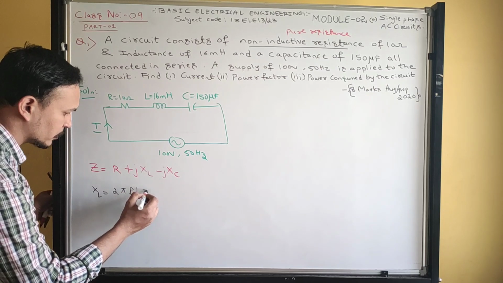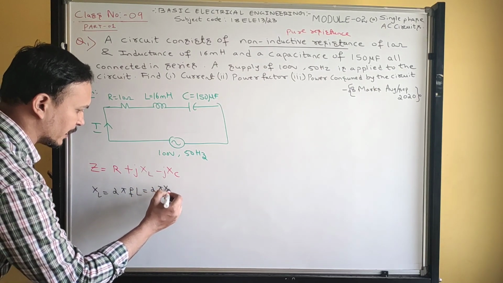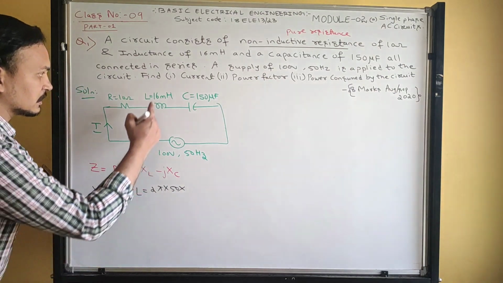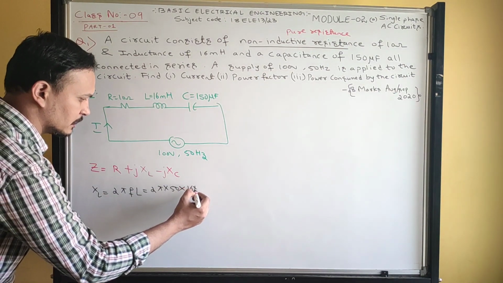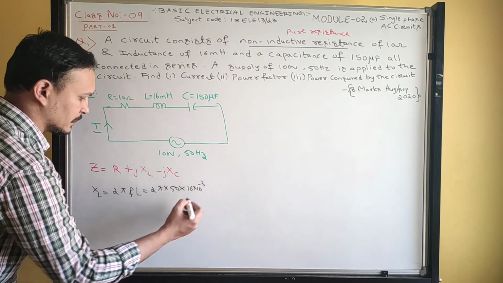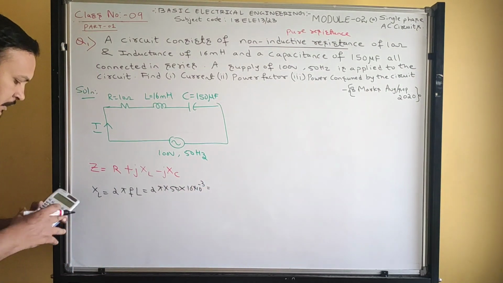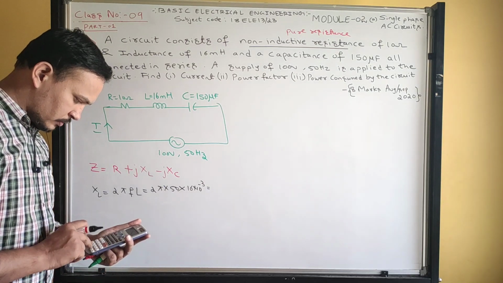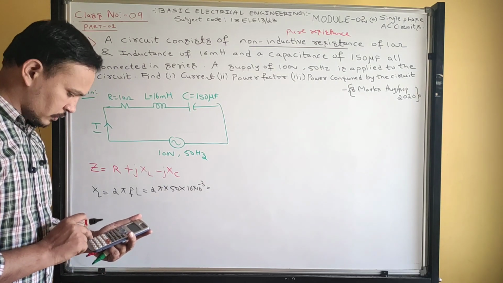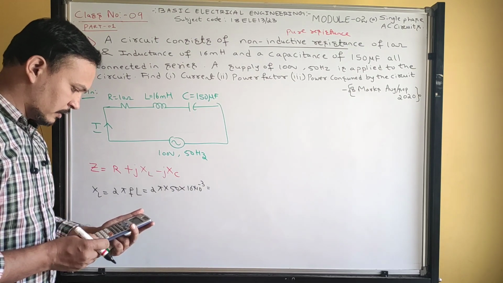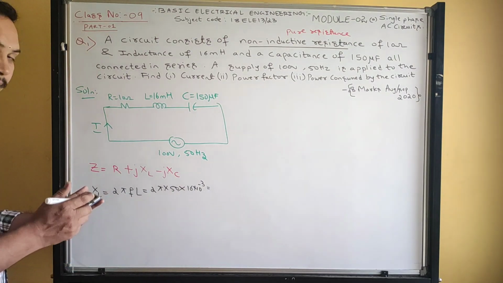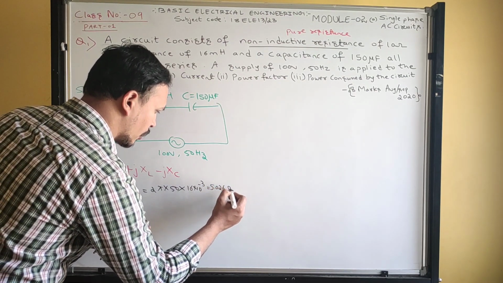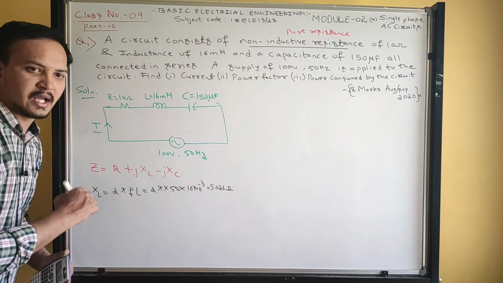XL is equal to 2 pi f L. So 2 into pi into 50; frequency is given in the question as 50 hertz. What is the inductance value? 16 millihenry, so 16 into 10 power minus 3. Do this and you will get the inductive reactance. Along with me, you also calculate. 2 pi into 50 into 16 millihenry gives 5.026 ohms. So this much is the inductive reactance.